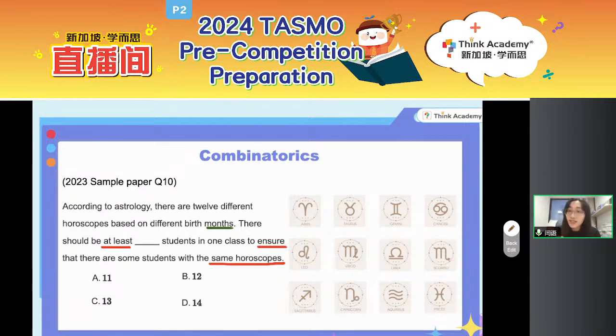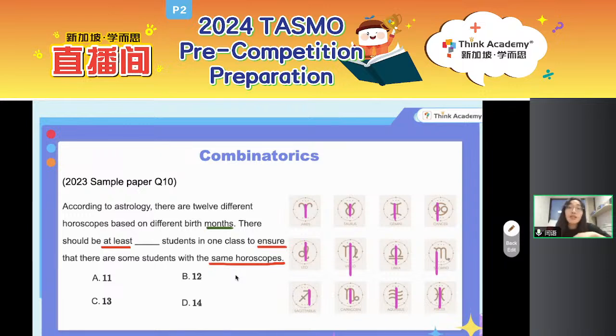So what is the worst case in this question? Think about it. I see that many students choose B, but B is wrong. Why? Let me show you. Let's consider the worst case. Here, one student. Here, one student. One student each, and so on. Now we have 12 students with different birth months, right?